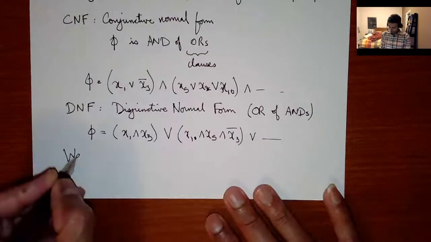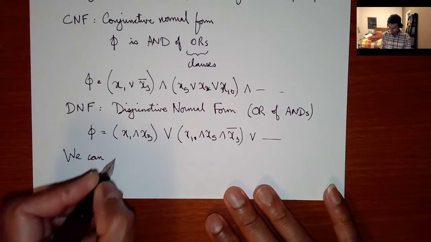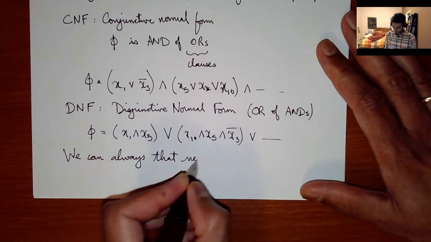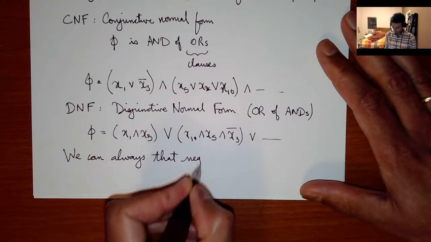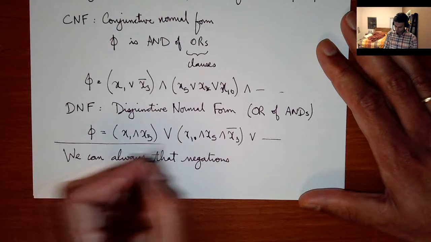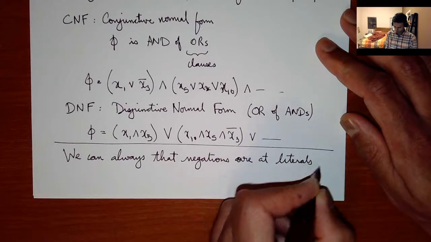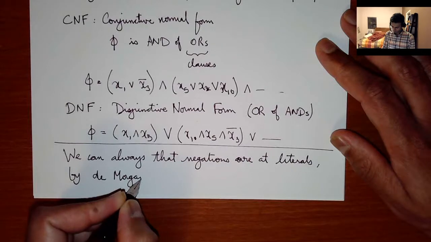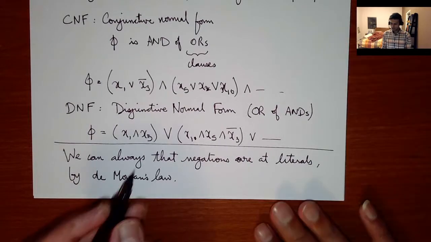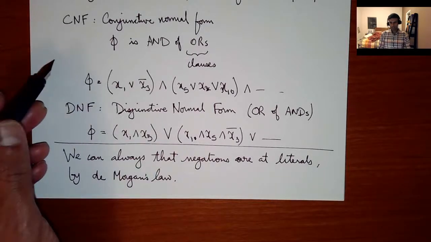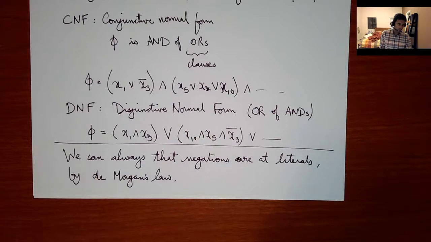So we can always assume that negations are at the literals by De Morgan's law. Right, so you can verify that. By the way, whenever you have a formula written in CNF or DNF, the negations are always at the literals. But for any formula, you can get the negations to be at the literals just by pushing them down through De Morgan's law.